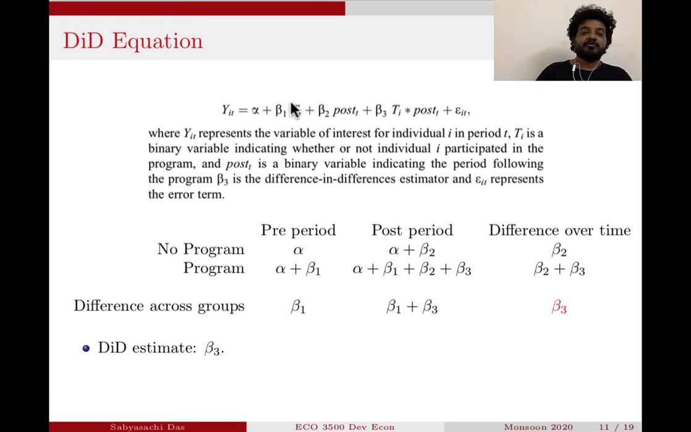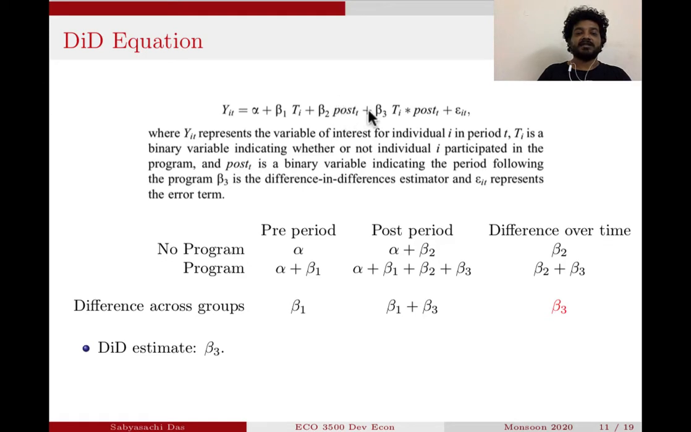So the treatment group doesn't get the treatment in the pre-period. That's why there is a separate variable called post, which varies at the level of the time, the level of the month. So after some particular month, the treatment gets assigned. So all the periods following the treatment, post takes value 1.